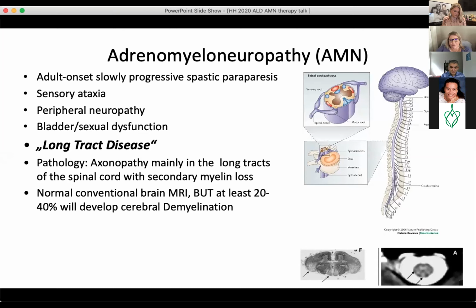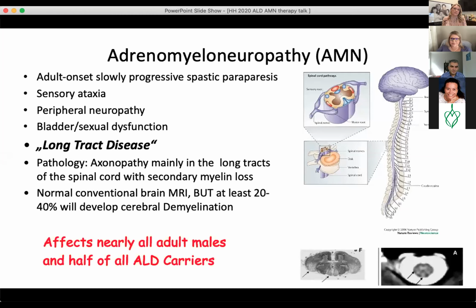By definition, adrenomyeloneuropathy patients that we call pure AMN have basically a normal conventional MRI, but these adults are still at risk to develop cerebral demyelination in an inflammatory form that we call adult cerebral ALD, similar to the boys. So this phenotype will affect nearly all males, but also at least half of all the carriers.